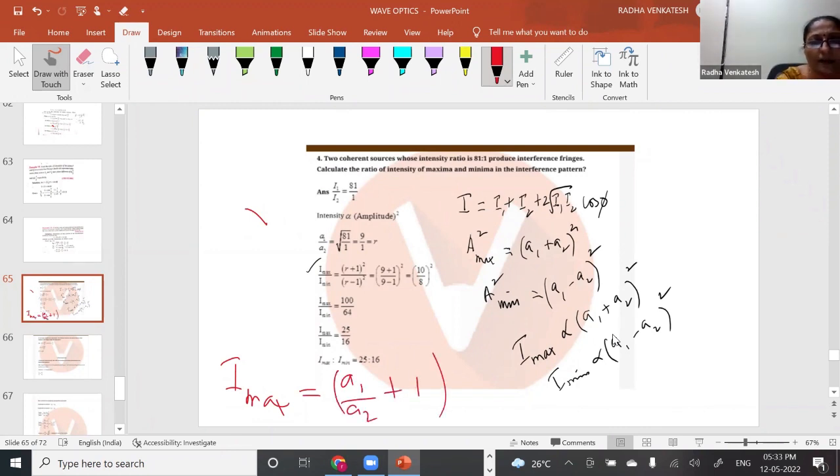Can I write it this way? And I already know A1 by A2 is 9. So if I simply substitute that, I'll be able to get my I max. Similarly, I minimum will be A1 by A2 minus 1, the whole square. So if I can calculate that, I can easily calculate I max by I min. Very often asked board question again.